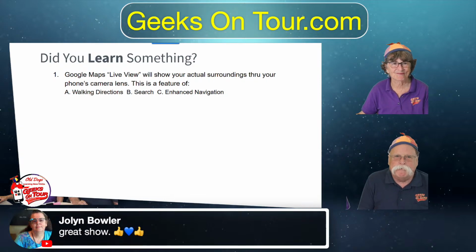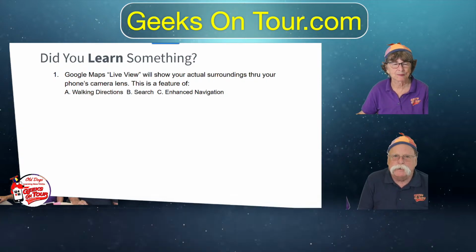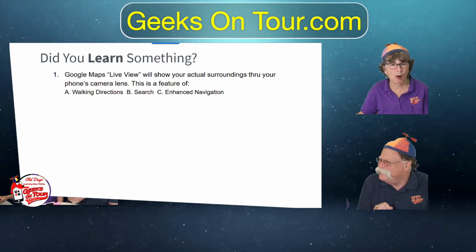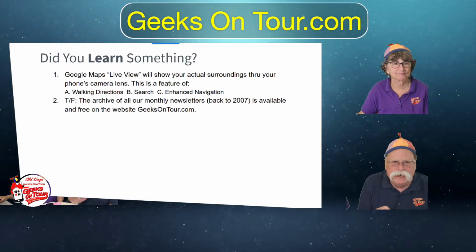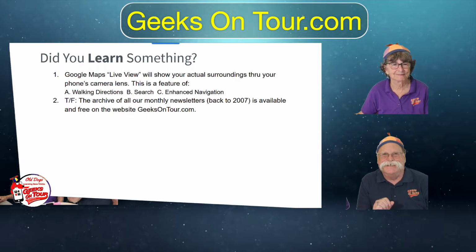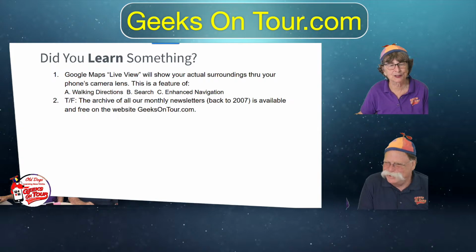Google Maps Live View will show your actual surroundings through your phone's camera lens. This is a feature of A, walking directions, B, search, or C, enhanced navigation. A, walking directions. Okay, true or false? This archive of all our monthly newsletters, all the way back to 2007, is available and free on the website geeksontour.com. Absolutely true.